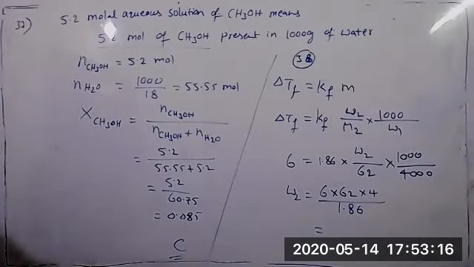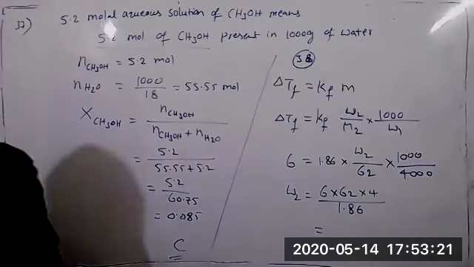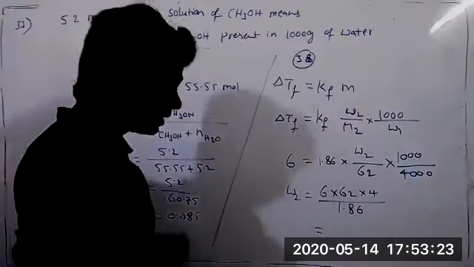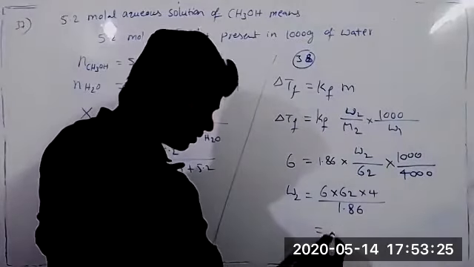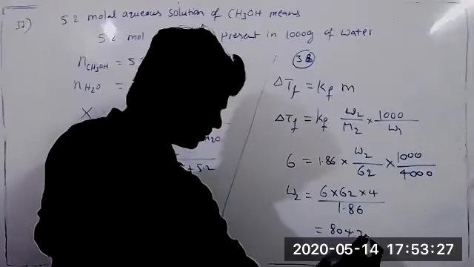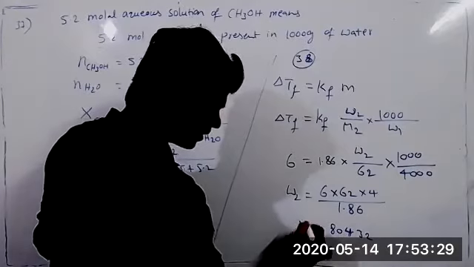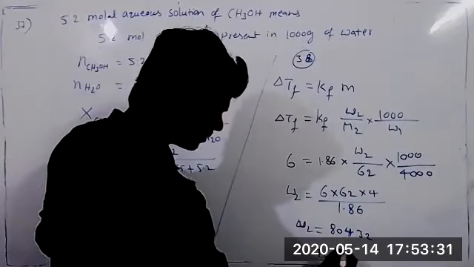Sir, 800. So see, option A is 804.32. So this is the answer, the closer value 800. So option A is correct.